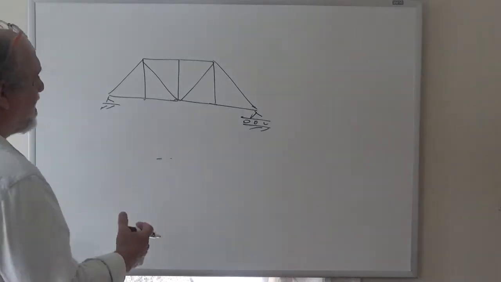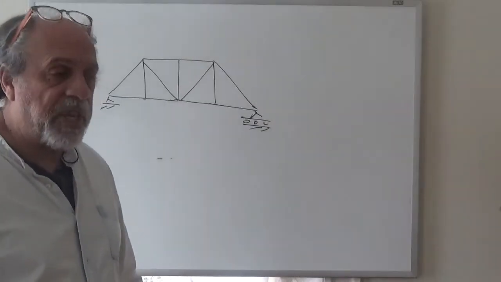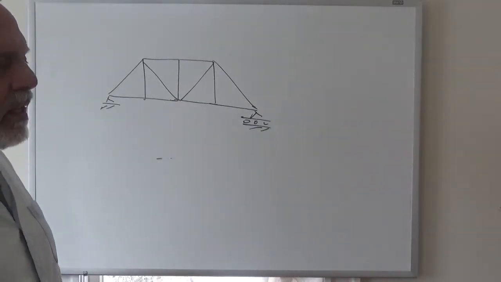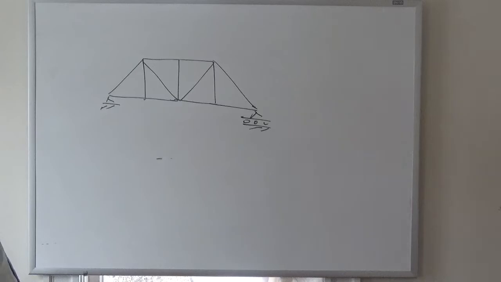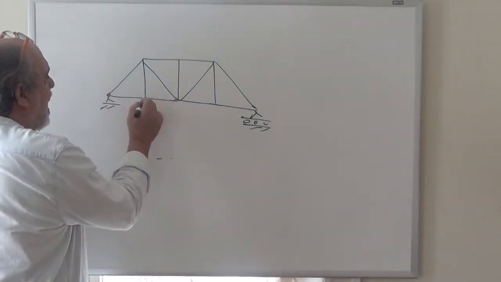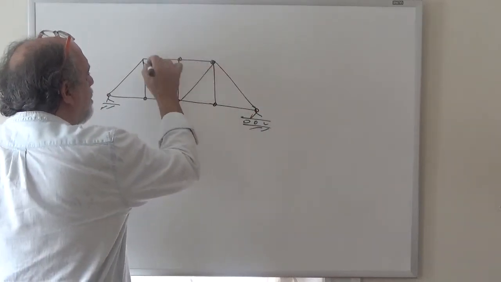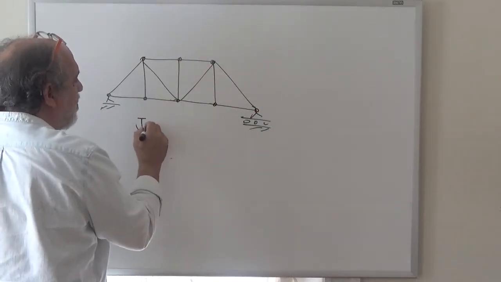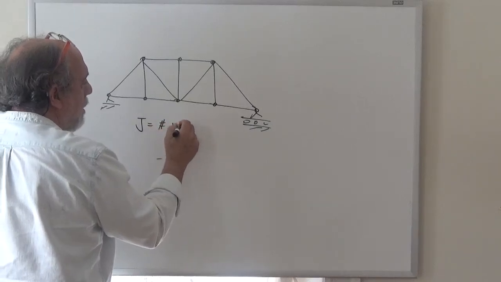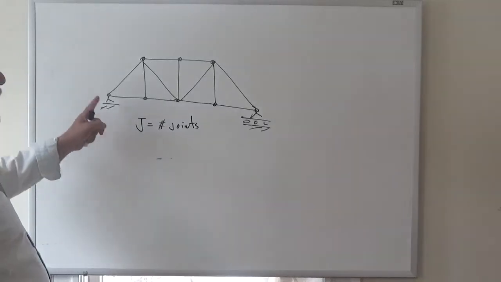Now, how can we have a systematic computational approach for trusses to see if it's statically determinate or indeterminate a little bit quicker, or more systematically? So one thing is to say, how many joints does a truss have? That's easy to count. So we can say J is the number of joints.